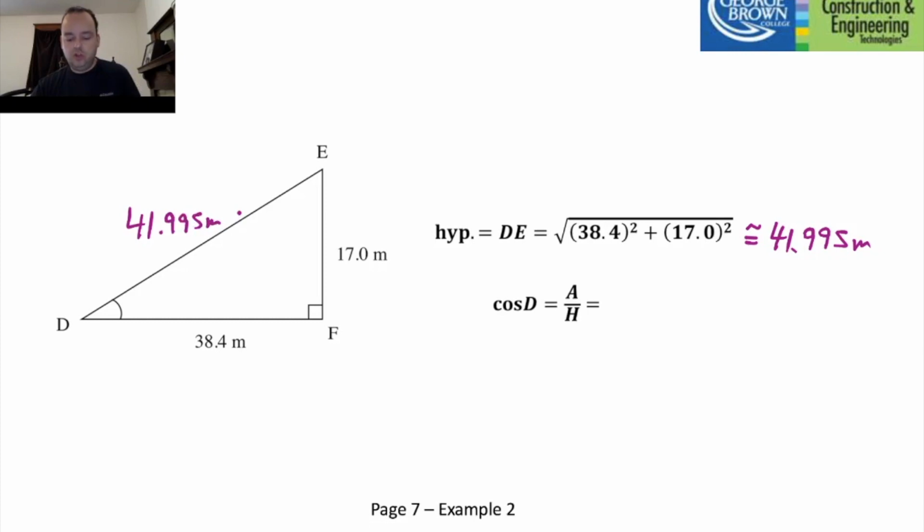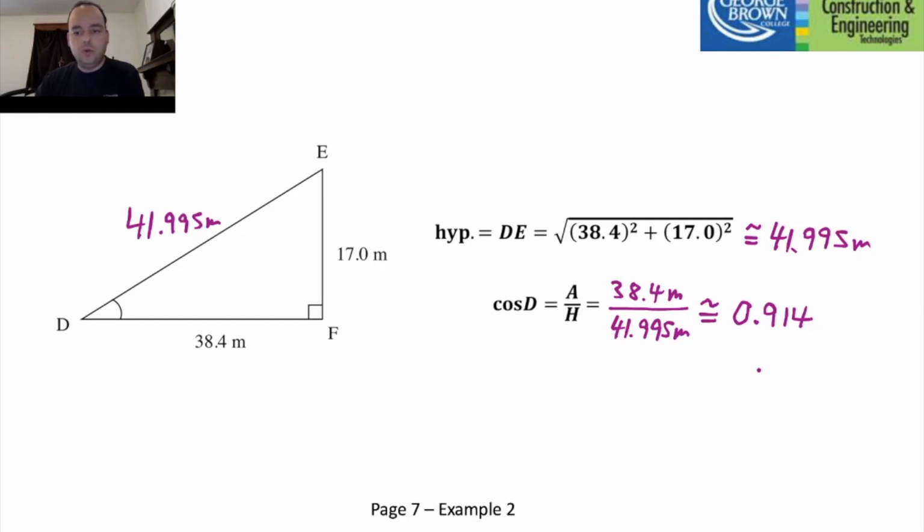So if we do the ratio here, we would have 38.4 meters, and I want to put those meters down, divided by 41.995. And to the prescribed precision in the question, the answer that I got was 0.914. That's consistent with the answer key. So hopefully that wasn't too taxing.